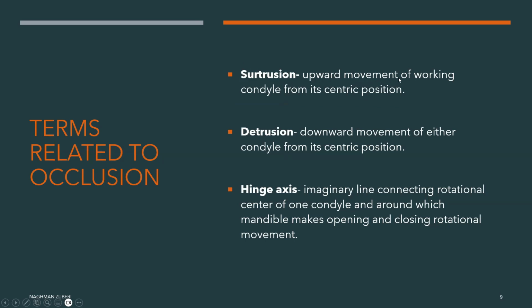Surtrusion is the upward movement of the working condyle from its centric position. Detrusion is the downward movement of either condyle from its centric position. Hinge axis is that imaginary line which connects the rotational centers of the condyles and around which the mandible makes opening and closing rotational movement. Only opening and closing, that is the hinge axis.